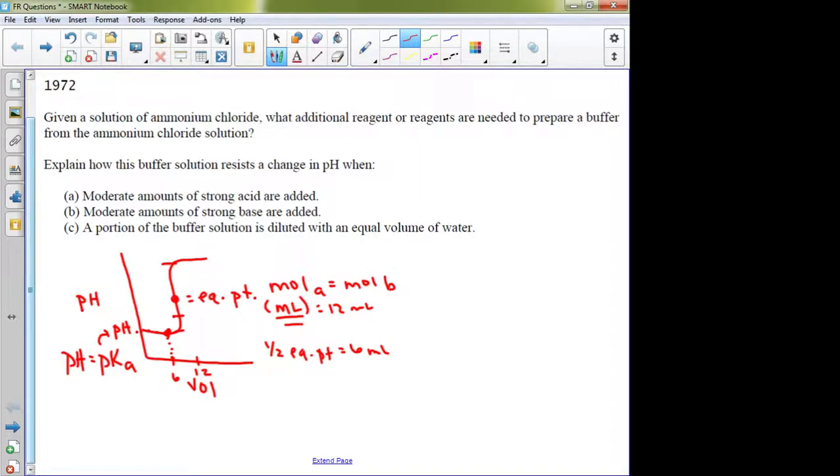So if your equivalence point is at a certain volume, you just cut the volume in half, and that's where your half equivalence point is. And then you just find where your pH is, and at your half equivalence point, your pH is equal to your pKa. So much easier.